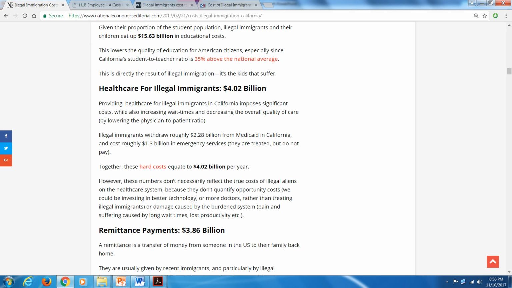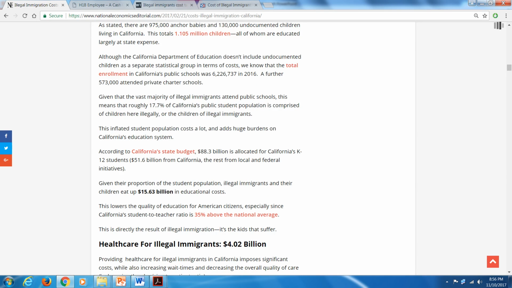And also in California, the quality of education is lowered. This article is saying it is the direct result of illegal immigration, because the classrooms' student-to-teacher ratio is 35% above the national average in California.